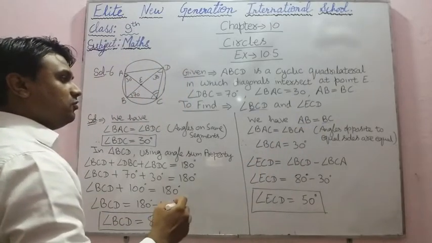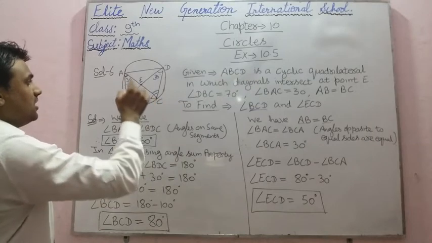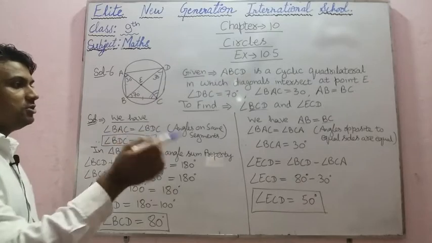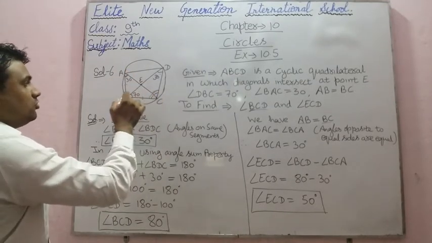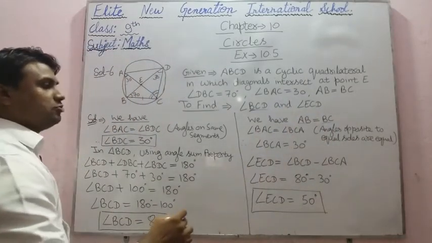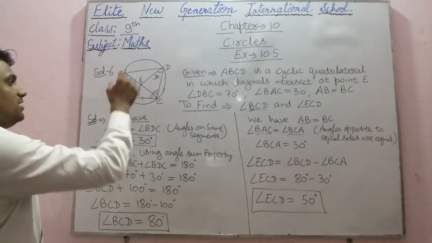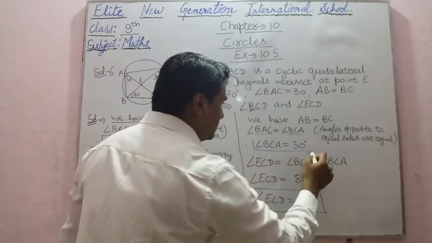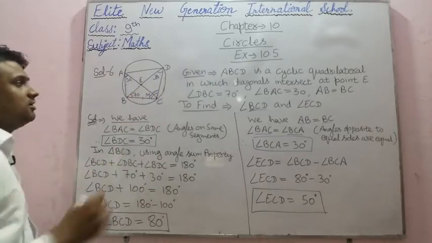If this side AB is equal to BC, then we can say that these two angles will be equal. So here angle BAC will be equal to angle BCA because angles opposite to equal sides are also equal. So we can say that BAC equals BCA. If BAC is 30 degrees, then BCA will also be 30 degrees. That means we have found this angle will also be 30 degrees.